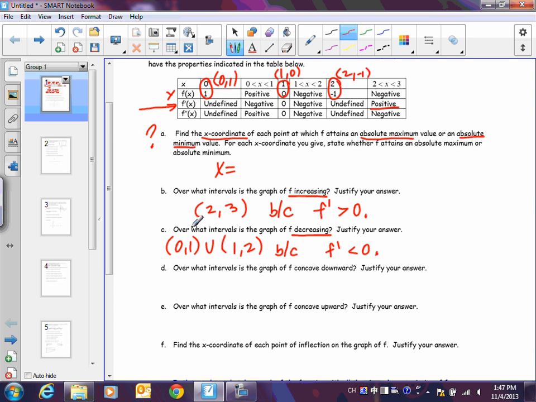Okay, so we're just using the chart to figure this out. Now we're going to use the chart again. D and E have to do with concavity. What tells us about concavity? F double prime. Okay, so let's write the justification. Because for concave down, f double prime, the second derivative, would be less than 0. So again, we're looking for negative, but this time in the f double prime row. So this would be between 1 and 2 and between 2 and 3.